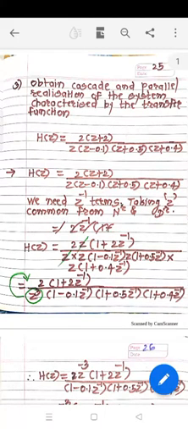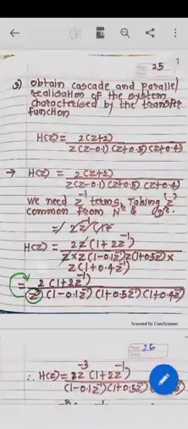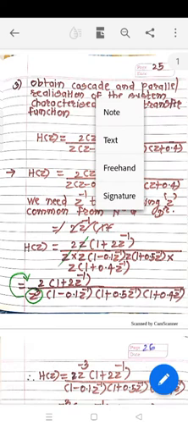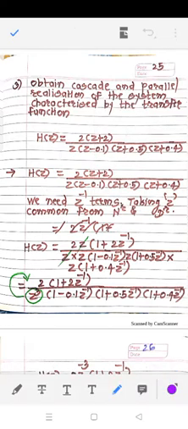Now we will discuss the third numerical: obtain cascade and parallel realization of the system characterized by the transfer function. Now this is the other type of numerical where we have to go for the cascade and parallel, which is different from your previous numerical.